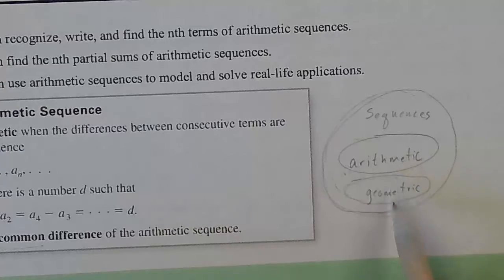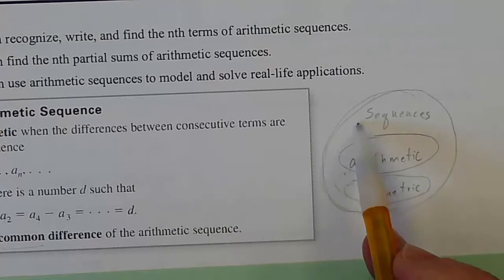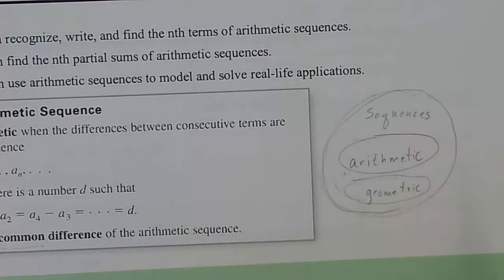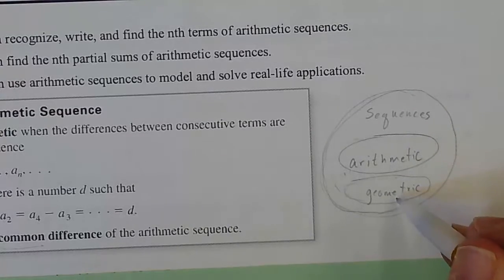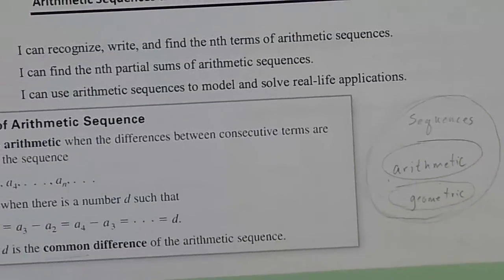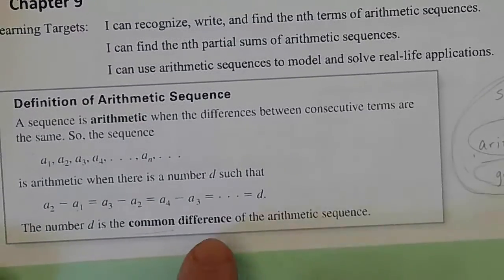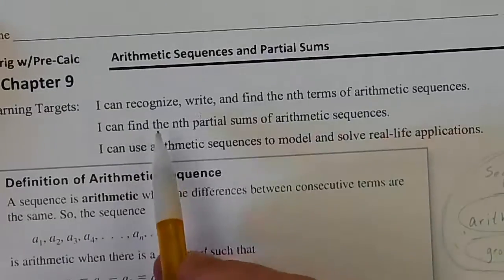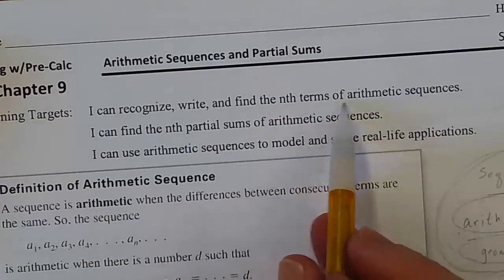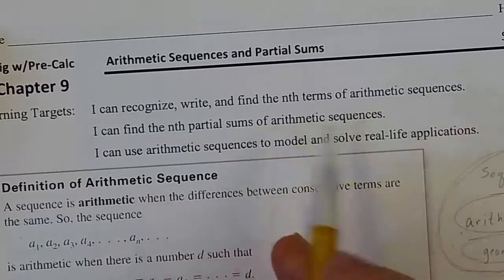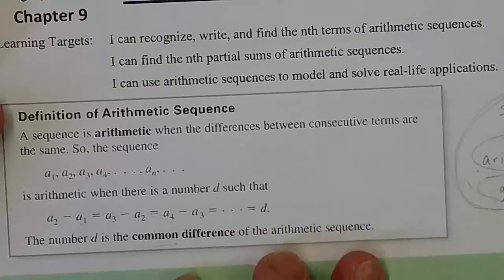And then in section 9.3, we're going to talk about geometric sequences. And then we also have recursive sequences we could put in here, and then some that might not be arithmetic or geometric. But arithmetic sequences just simply have a common difference. So we're going to work on recognizing that, writing, and finding in terms of arithmetic sequences today. I'm not sure if we'll get to partial sums.